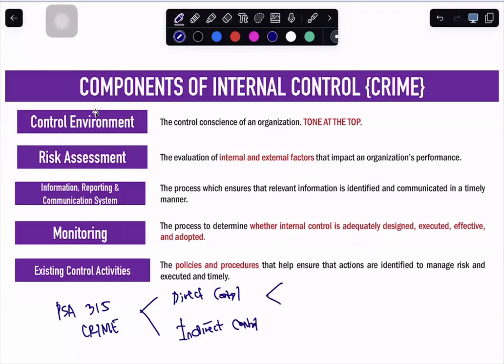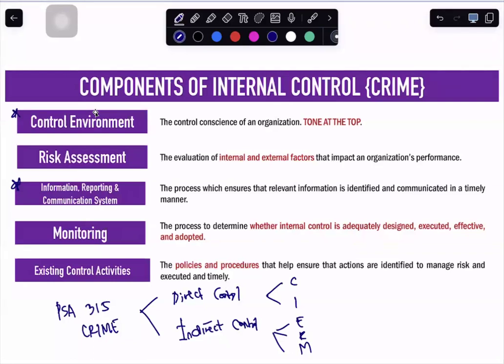So when can we say it is direct control? If ever that is CI. Indirect control, if that is ERM. Therefore, control environment and information reporting and communication system is a direct control. However, risk assessment, monitoring, existing control activities are indirect control. So let's start first with control environment.